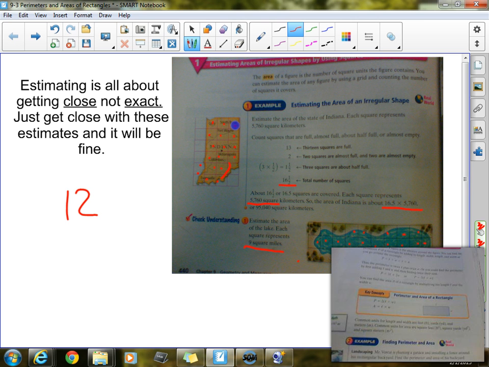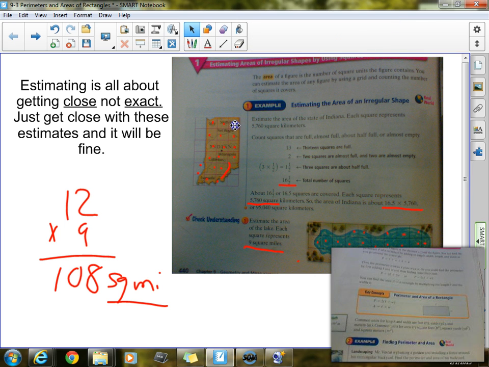About 12. Once again, you can make an argument for 12. You can make an argument for 14 actually, but it's going to be pretty close to 12. Okay? And then all we're going to do is multiply by 9 square miles, and we're going to get 108 square miles. Now that is key, ladies and gentlemen. Always put your units. So that's the first objective, estimating oddly shaped figures, and it really is very, very simple.